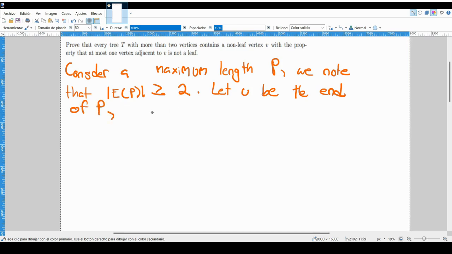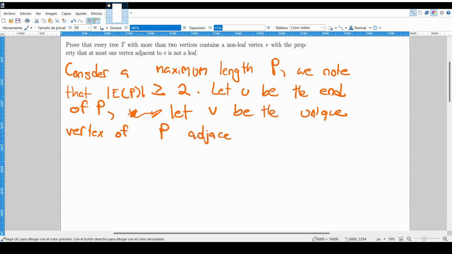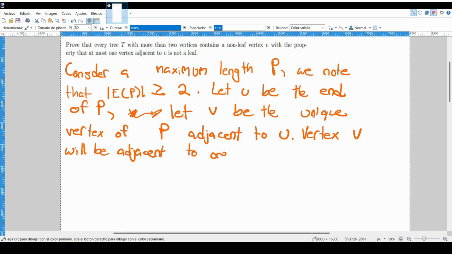And then if U is the end, we will let V be the unique vertex of P adjacent to U. Because we have a path of length greater than or equal to 2, vertex V will also be adjacent to one more vertex in the path, and we'll call it W.